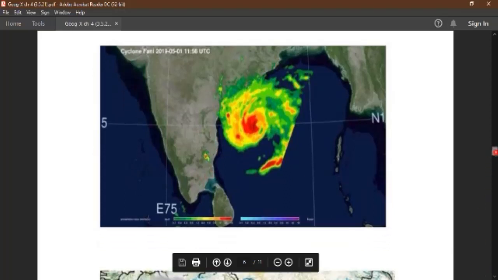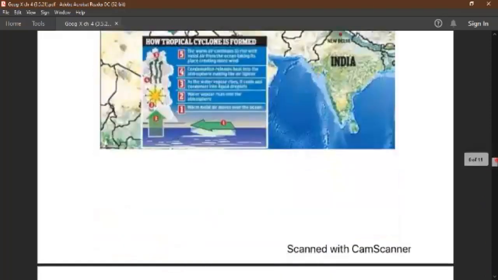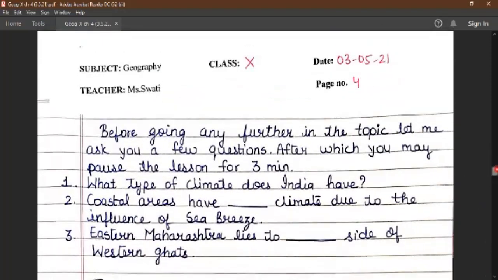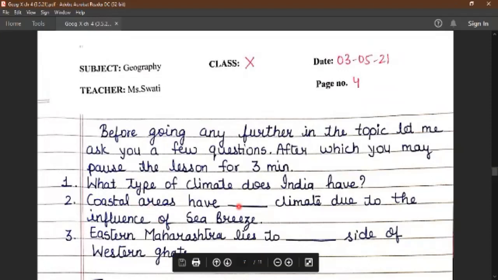So these are the factors which are affecting the climate of India. Now children, before going any further in the topic, let me ask you a few questions, after which you may pause the lesson for 3 minutes to write down their answers. So your questions are, what type of climate does India have?